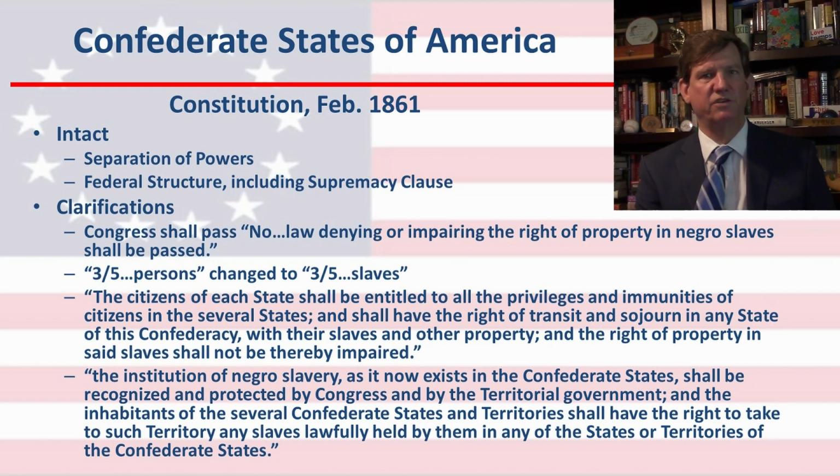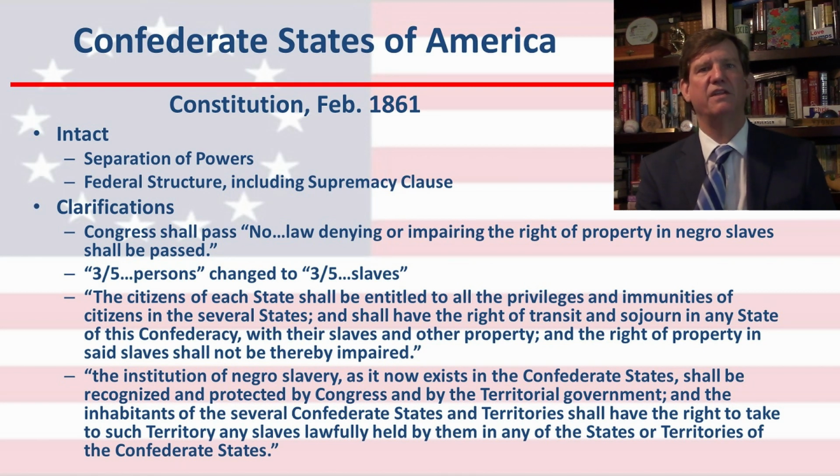The institution of Negro slavery, as it now exists in the Confederate States, shall be recognized and protected by Congress and by the territorial government, and the inhabitants of the several Confederate states and territories shall have the right to take to such territories any slave lawfully held by them in any of the states and territories of the Confederate States.